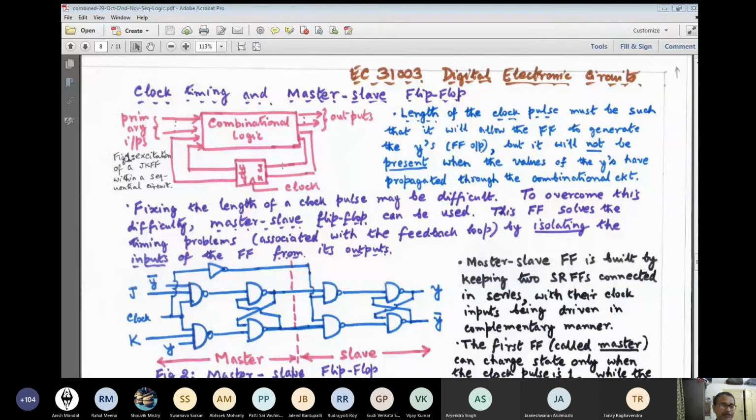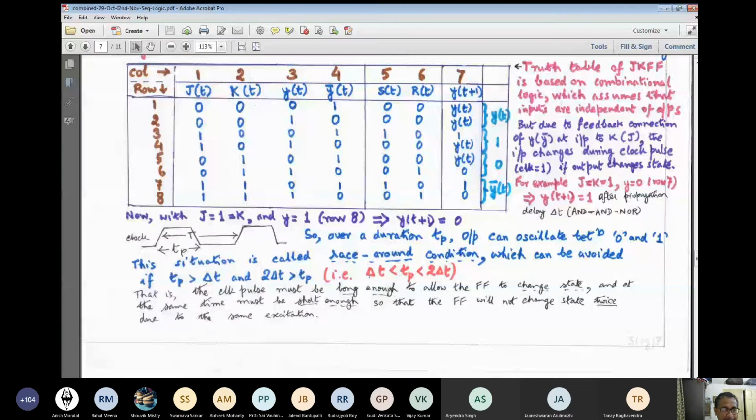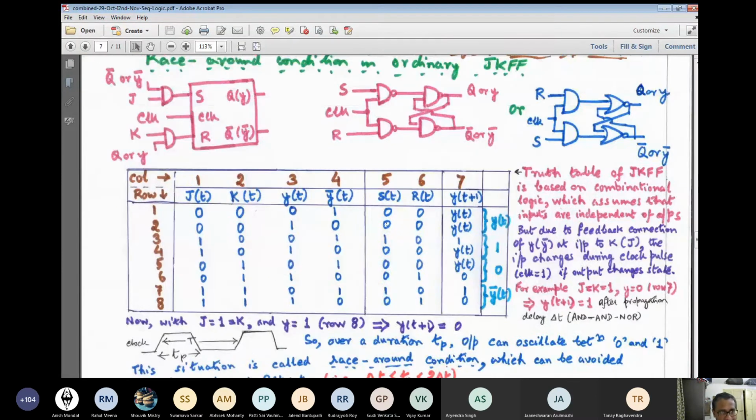But this is very difficult to maintain. You see, I have to satisfy this inequality. Delta T is the gate delay. That means the signal travels through this AND gate, then this NAND gate, this NAND gate, and probably this NAND gate, because I have to think of Y bar also.